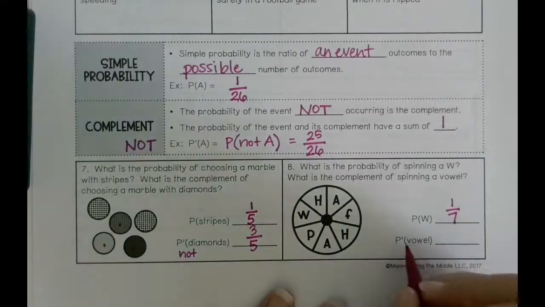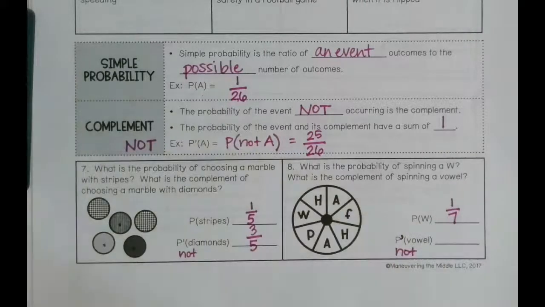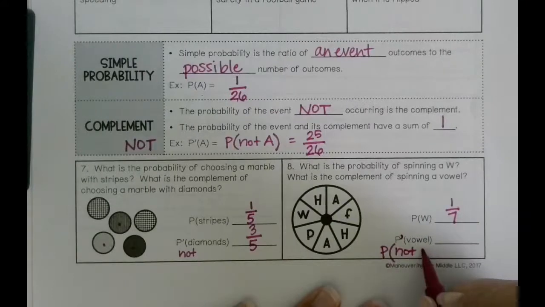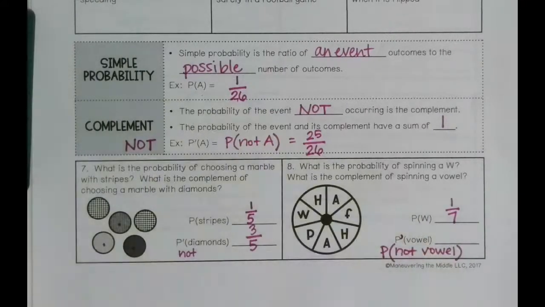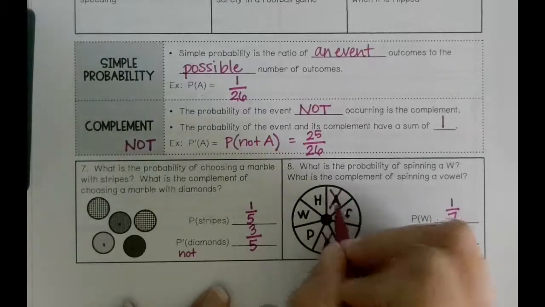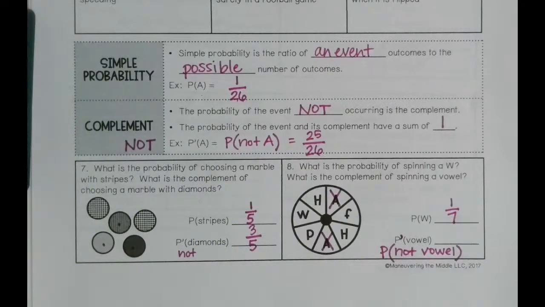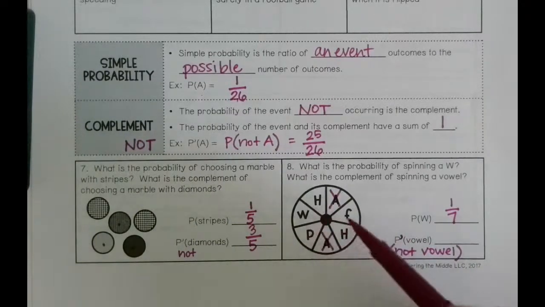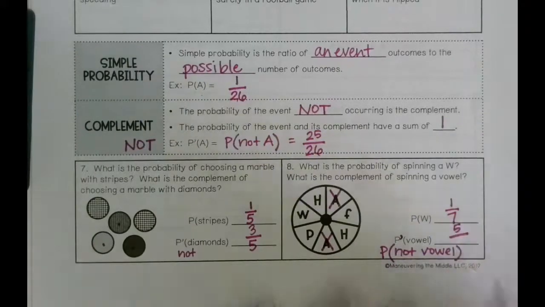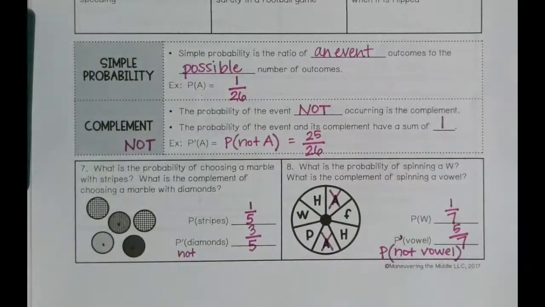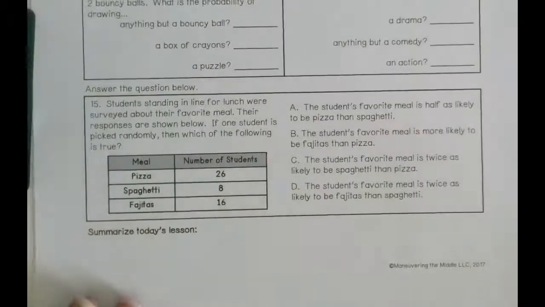And then the probability of not, notice that little tiny apostrophe. And again, on your assignment, it'll look like this. Probability of not getting a vowel. I just went ahead and wrote it out for you. And sometimes that's how they do it. So the probability of not getting a vowel. Well, vowels are A, E, I, O, U. So on this spinner, I would just mark out those A's. So how many are not vowels? There's 5. Out of how many total spinner wedges? 7. That's probability. I'm going to do a couple more examples with you.